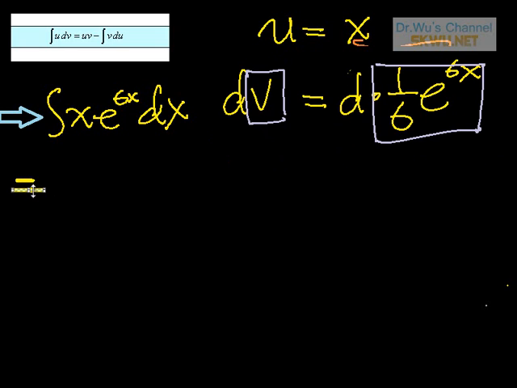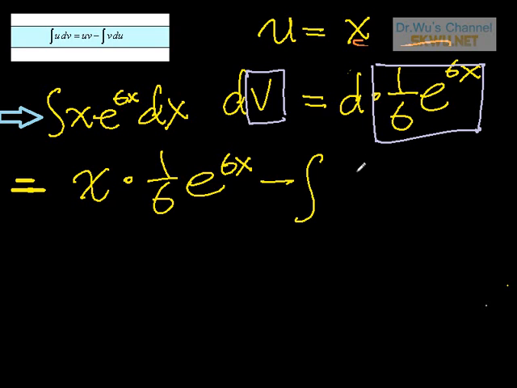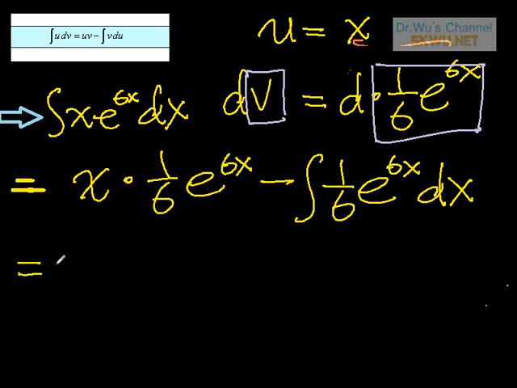It is equal to u times v. u is x, v is 1 over 6 times e to the 6x, so x times 1 over 6 e to the power 6x, minus the integral of v, which is 1 over 6 e to the power 6x, du. What is u? u is basically just x, right?